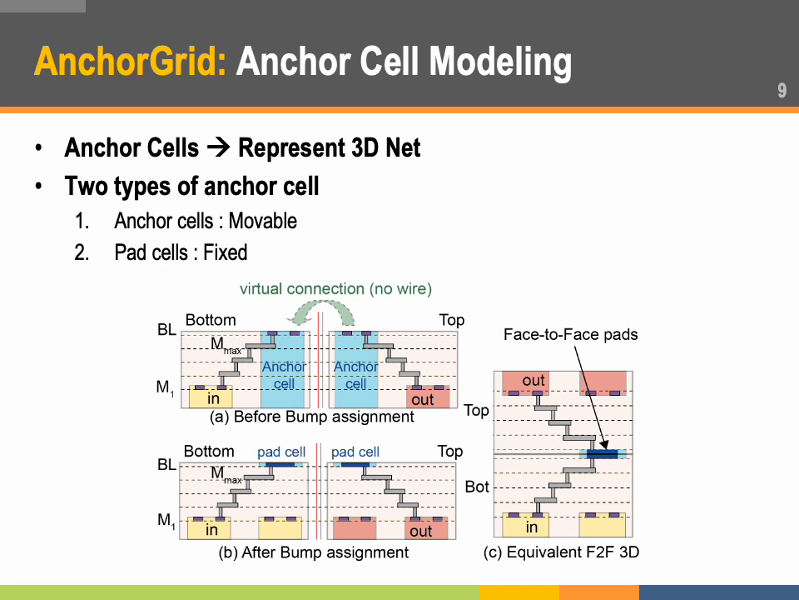In the first step, we model the 3D nets using anchor cells, building upon the concept introduced in the Cascade 2D, with additional settings to enable the 3D terminal movement. We classify the 3D net into two types: the movable 3D terminals modeled as the anchor cells, and the fixed 3D terminals modeled as the path cells.